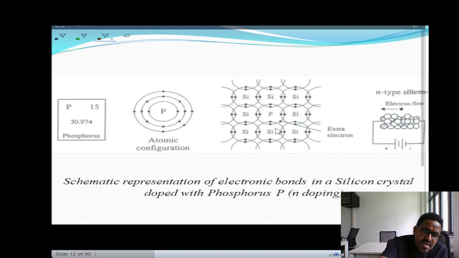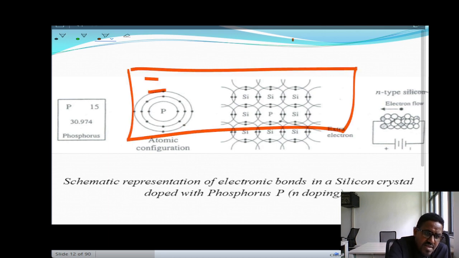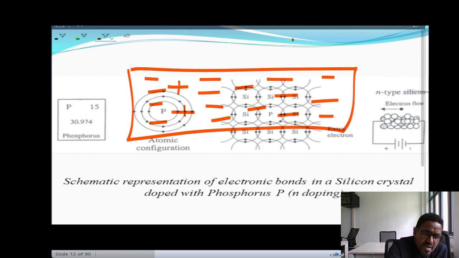So in this N-type material, electrons are the majority carriers and holes are the minority carriers.